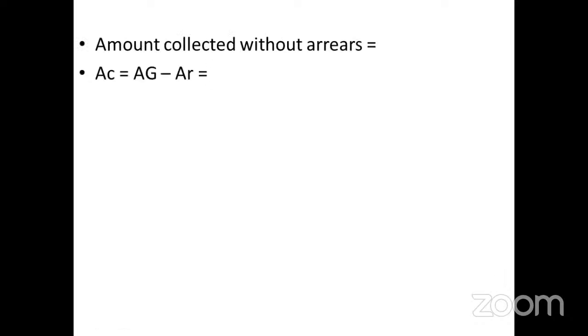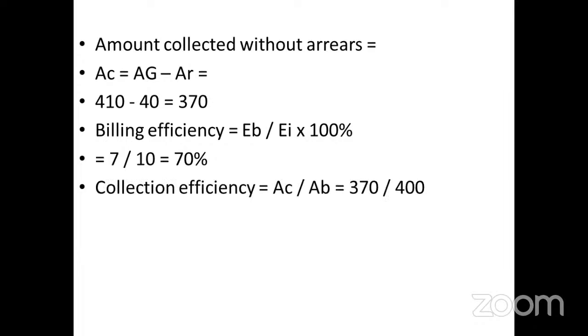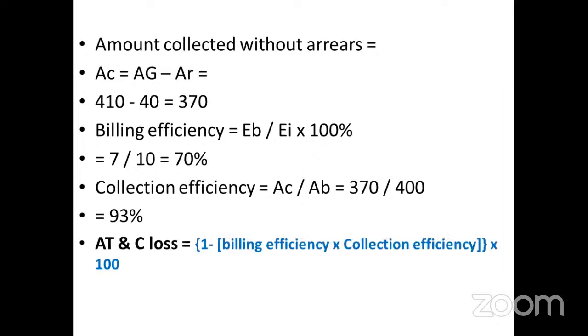Amount collected without arrears is equal to AC minus AC is equal to AG minus CR. That is 410 minus what is equal to 371. Billing efficiency is equal to EP by EI into 100%. That is 7 by 10, 70%. Collection efficiency is equal to 370 by 400. That's equal to 98. Aggregate of transmission and technical and commercial loss is equal to 1 minus billing efficiency into collection efficiency. That is equal to 1 minus 0.7 into 0.93. We will get 35%. Aggregate of technical and commercial losses in this example, we get 35%, sir.